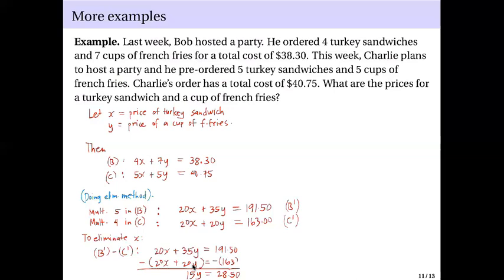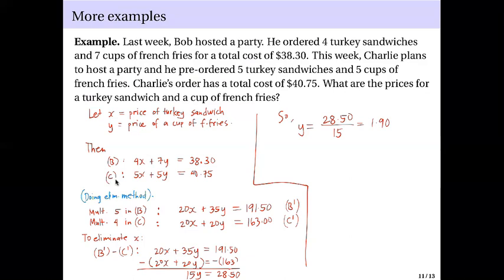Therefore, y is equal to 28.50 divided by 15, and we will get $1.90. Now we have the value for y, we can solve for x. We use either equation B or equation C. It's up to us. Say, let us use equation C.